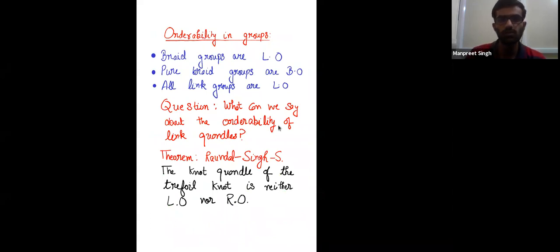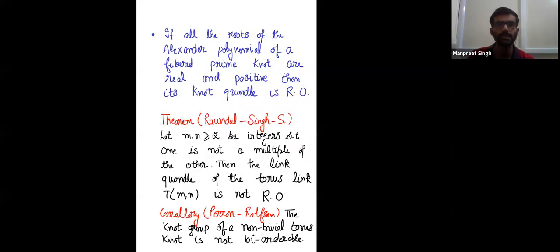In orderable groups, it's well known that braid groups are left orderable, pure braid groups are bi-orderable, and it's also known that all link groups are left ordered. So the question is, what can we say about the orderability of link quandles? One can expect that since the link groups are left orderable, the link quandles are either left orderable or right orderable. But we have proved that for the trefoil knot, the knot quandle is neither left orderable nor right orderable. So quandles behave quite distinctly from the link groups.